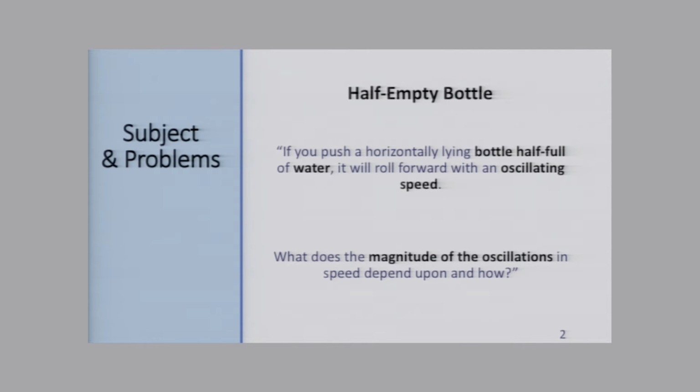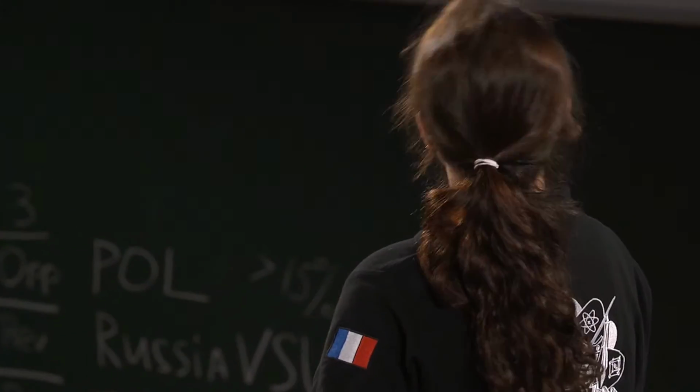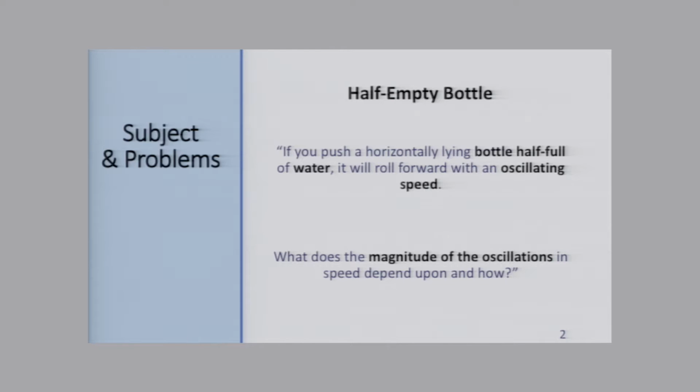So first, what is the subject? The subject is if you push a horizontally lying bottle half full of water, it will roll forward with an oscillating speed. So you can do it with your bottle. And the question was, what does the magnitude of the oscillation speed depend on and how?